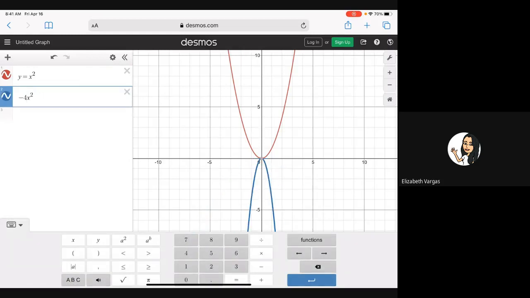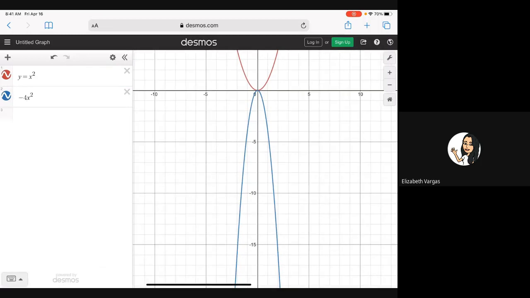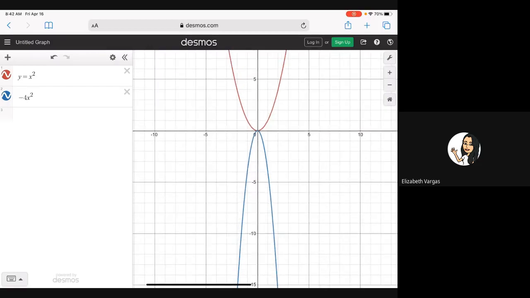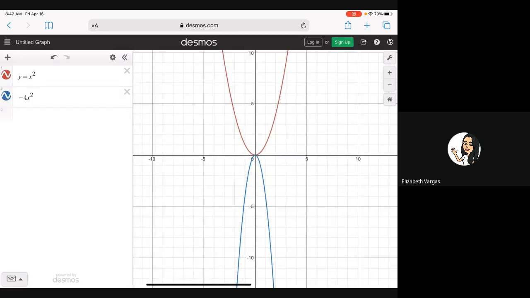Okay, so if a is less than negative 1, so negative 4 is less than negative 1, the parabola will get flipped because it's a negative, it gets flipped over, and then it is stretched vertically. So you see how it's a bit longer, it's kind of pulled more upward. And so that is when a is less than negative 1.